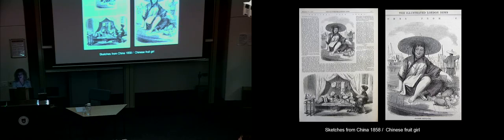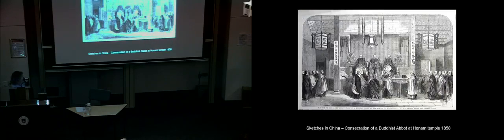She looks more Cornish to my mind than Chinese. You can almost see she's got rosy cheeks, and you could see her in a Cornish village, couldn't you, really? But anyway, they depicted her, and there were stories, and their correspondent went to an actual consecration of a Buddhist abbot at Honam Temple, which was written about in great detail as to what they did and how they conducted themselves, and they were invited in, and he made this very fine engraving.